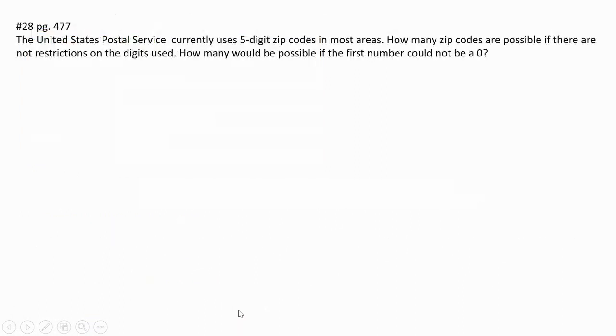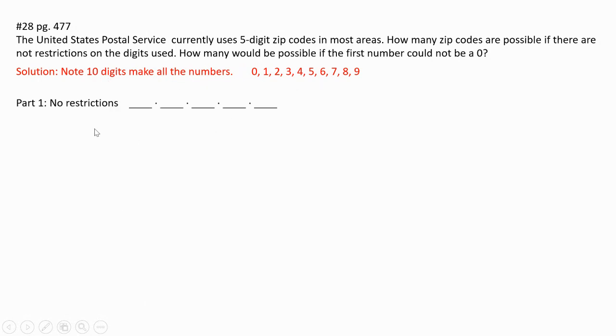54 different units are possible. Okay, now, this is number 28 from page 477. It says the United States Postal Service currently uses 5-digit zip codes in most areas. How many zip codes are possible if there are supposed to be no restrictions on the digits used? How many will be possible if the first number could not be a 0? Okay, so we're going to put the 10 digits, make all the numbers from 0 to 9.